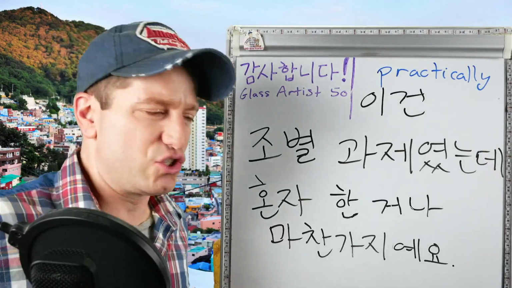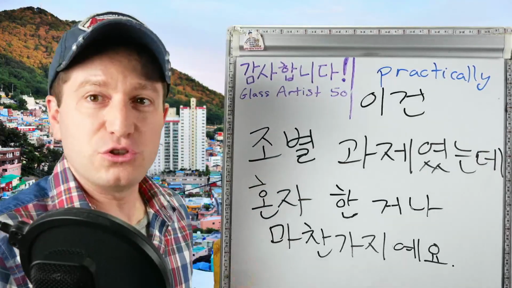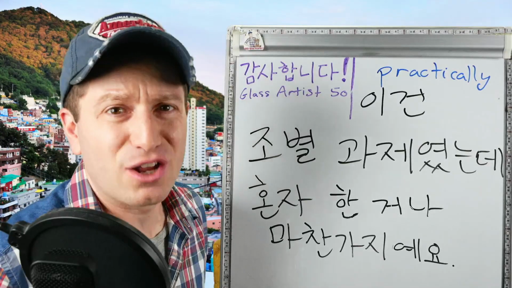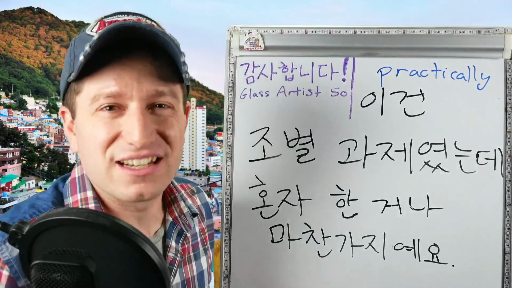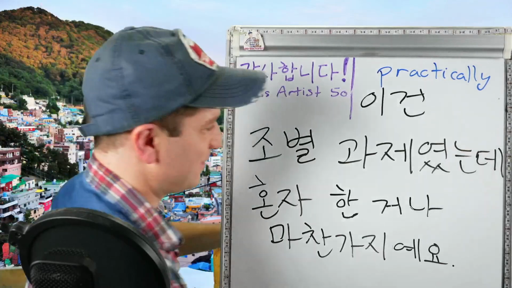You're not going to need to say, it's the same as if I had done it by myself, but you would want to say something like, I practically did it all by myself. Or maybe I basically did it all by myself. Let's do the next sentence.